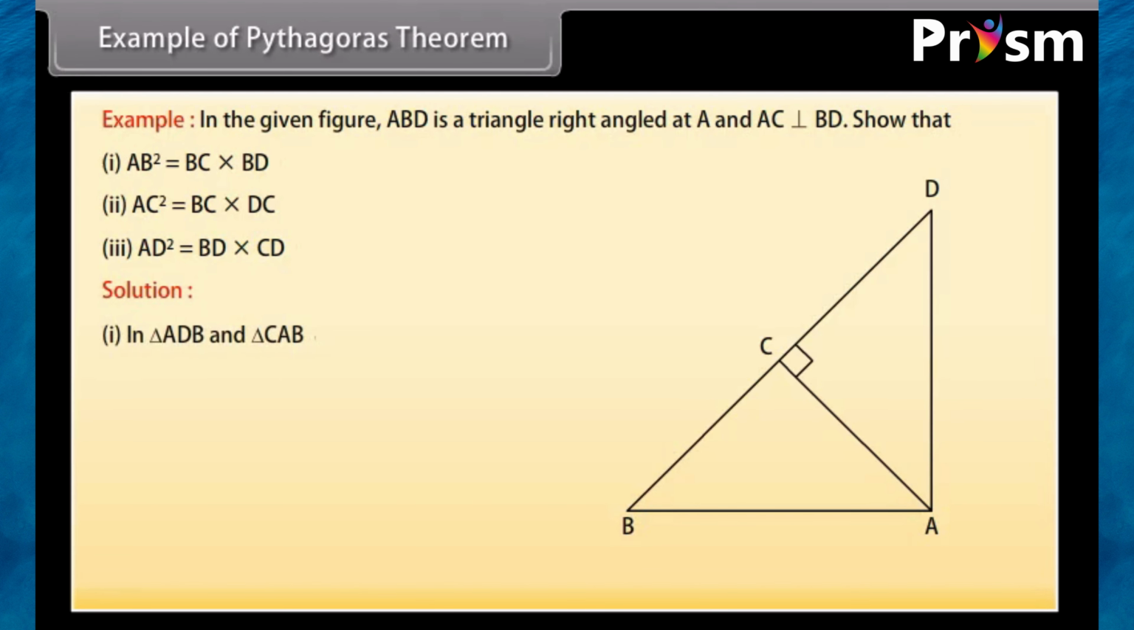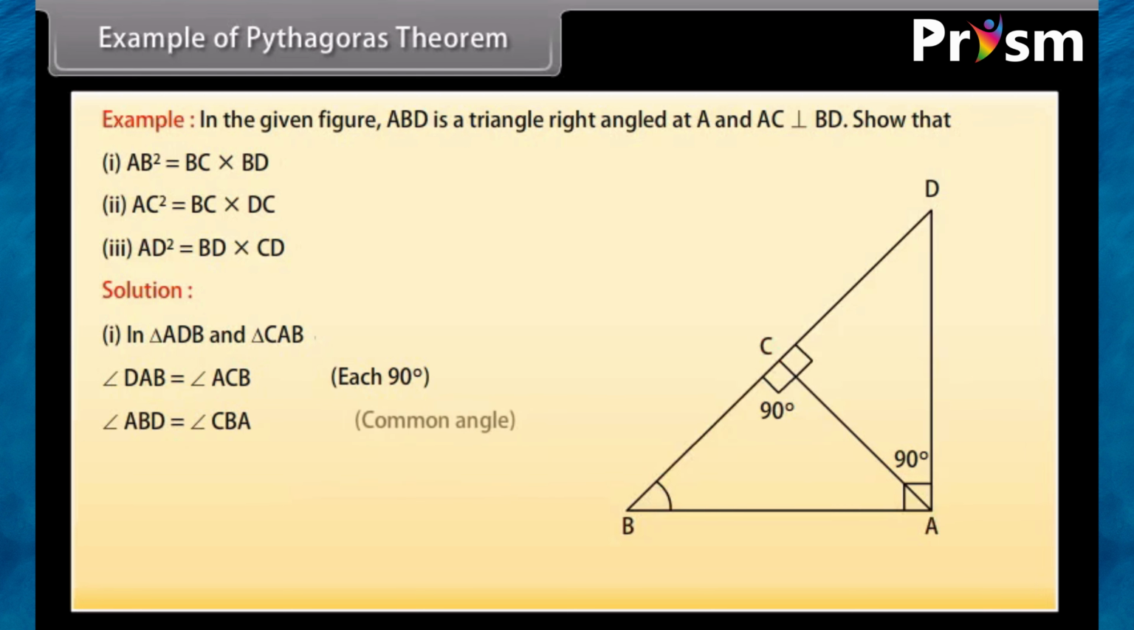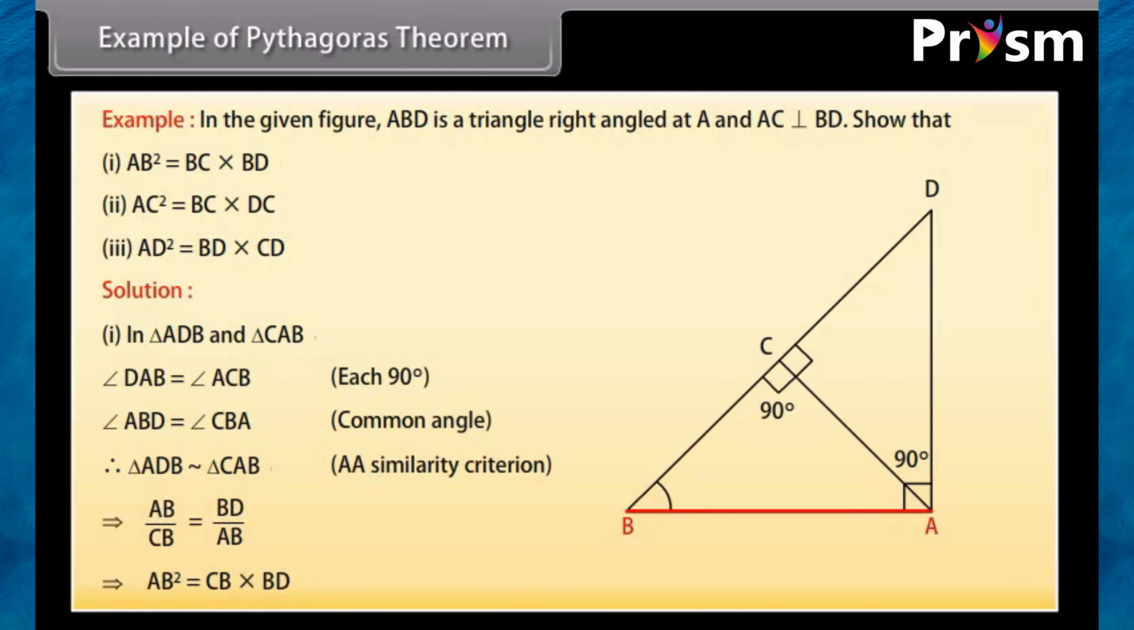Solution 1. In triangle ADB and CAB, angle DAB equals angle ACB, each of 90 degrees. Angle ABD equals angle CBA, common angle. Therefore, triangle ADB is similar to triangle CAB by AA similarity criterion, which implies AB square is CB into BD.